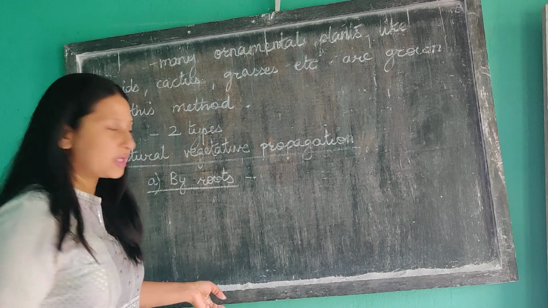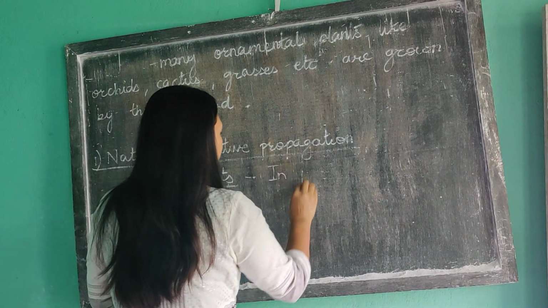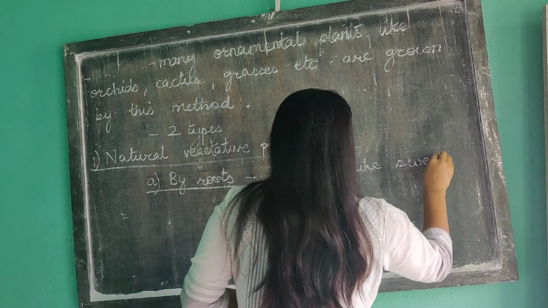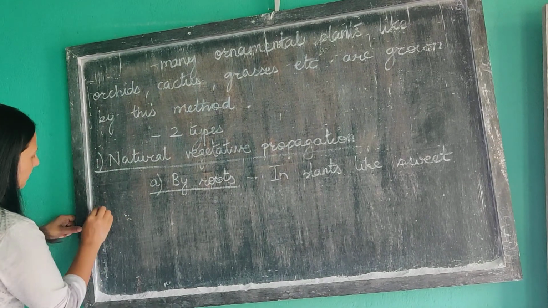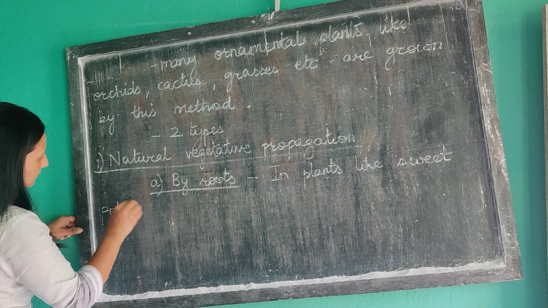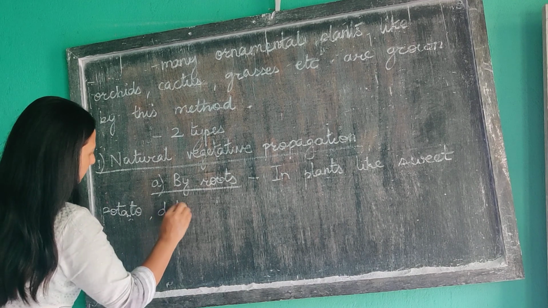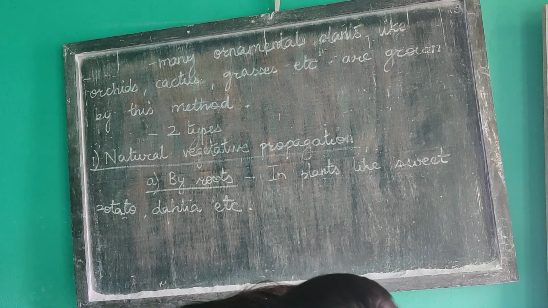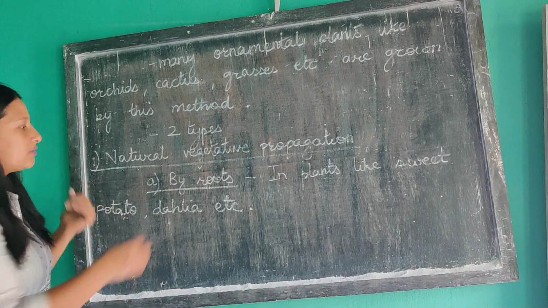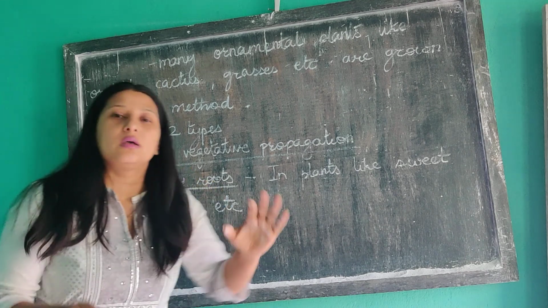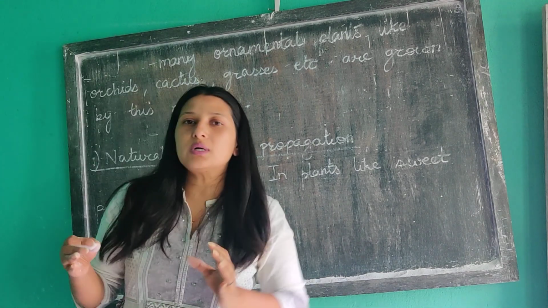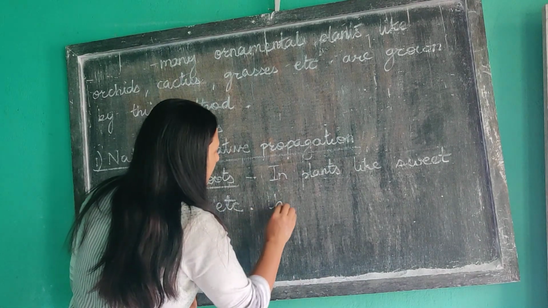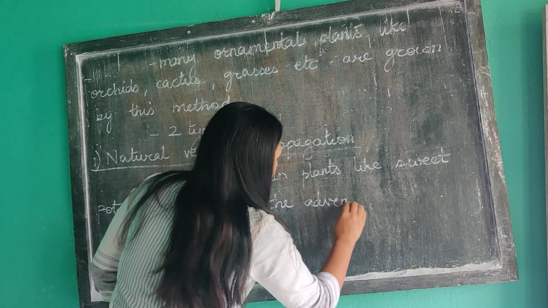In plants like sweet potato, dahlia, etc., the adventitious roots of these plants grow and become thick and tuberous.